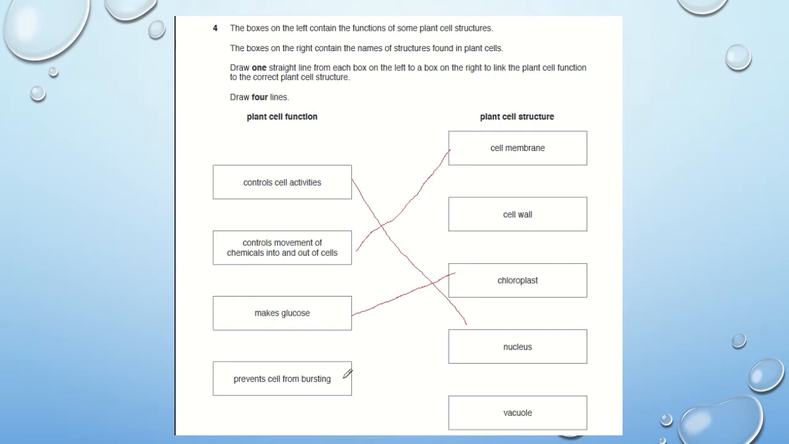And then last, prevents cell from bursting. This one here could be a little tricky, because you could say, oh, could be vacuole, could be cell wall, but you know that one of the things about cell walls is that they keep the cells from bursting. The best answer here, and also the answer that Cambridge would like you to give, is cell wall. So as often in these kind of questions, it's a kind of deducting which answer it can't be, and getting one of these right is 4 easy points.